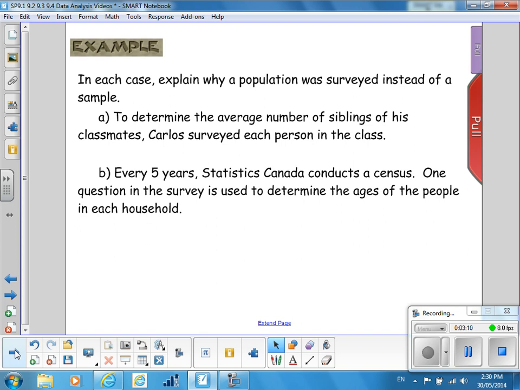Most classes might be between 20 and 30 students. So it wouldn't be very hard, it wouldn't be costly, and it wouldn't be time-consuming to actually ask each person in the class how many siblings they had.